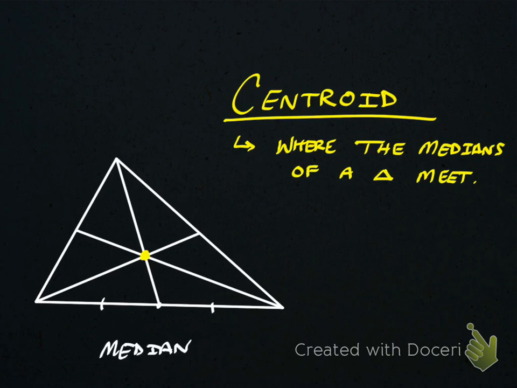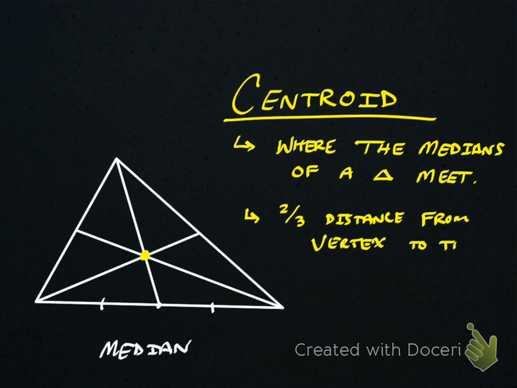And the cool thing about the centroid, anytime you have a centroid in any triangle, it is exactly 2/3 of the distance from the vertex to the midpoint.